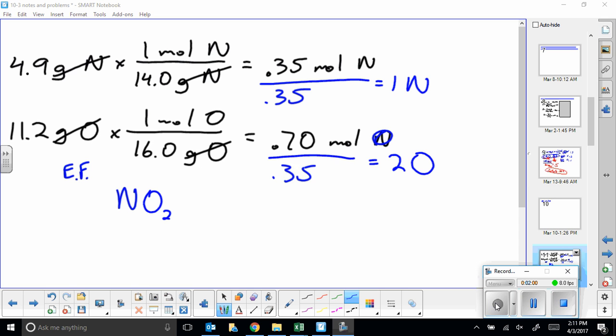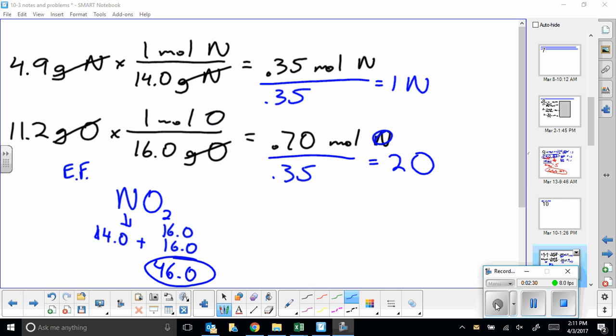So the next thing I need to do is get the empirical formula mass. So nitrogen is 14.0 and oxygen is 16.0, but I have 2 of them. So I've got 46.0 as my empirical formula mass.